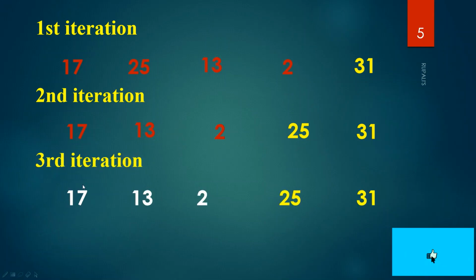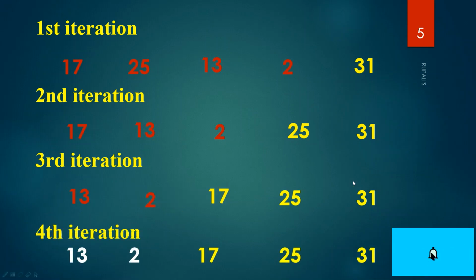Now the third iteration. In the third iteration, compare 17 with 13. Need to swap because 13 is less. Next 2 with 17. 2 is less. Swap. Now 17, 25 and 31 get their positions. Now the fourth iteration. In the fourth iteration, compare 13 with 2. Because 2 is less, we need to swap. Now we get the sorted array.